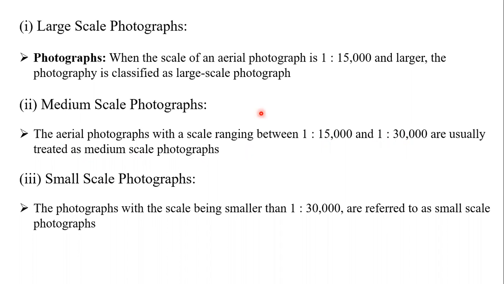Small scale is beyond that. If you go for more than 1:30,000, it is reported as small scale photography. So these are the different scales of aerial photography: large 1:15,000, medium 1:15,000 to 1:30,000, and small scale beyond 1:30,000.